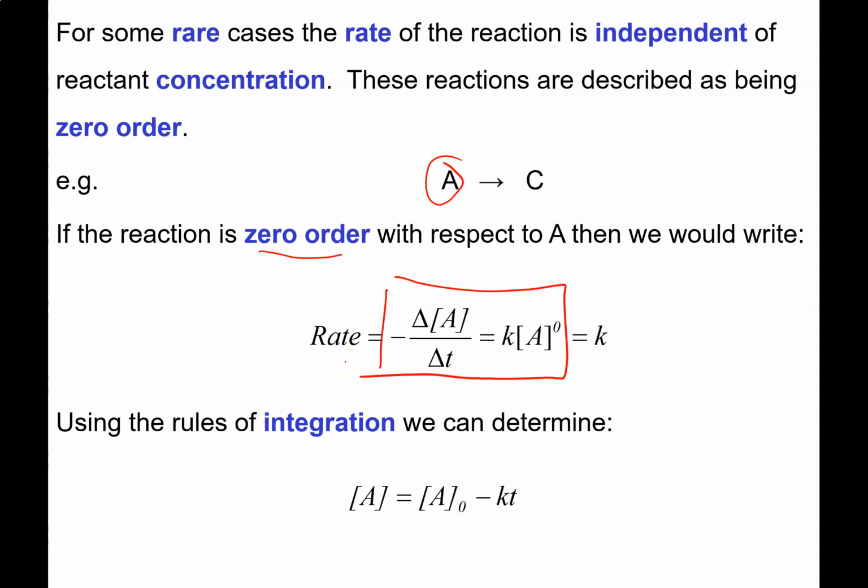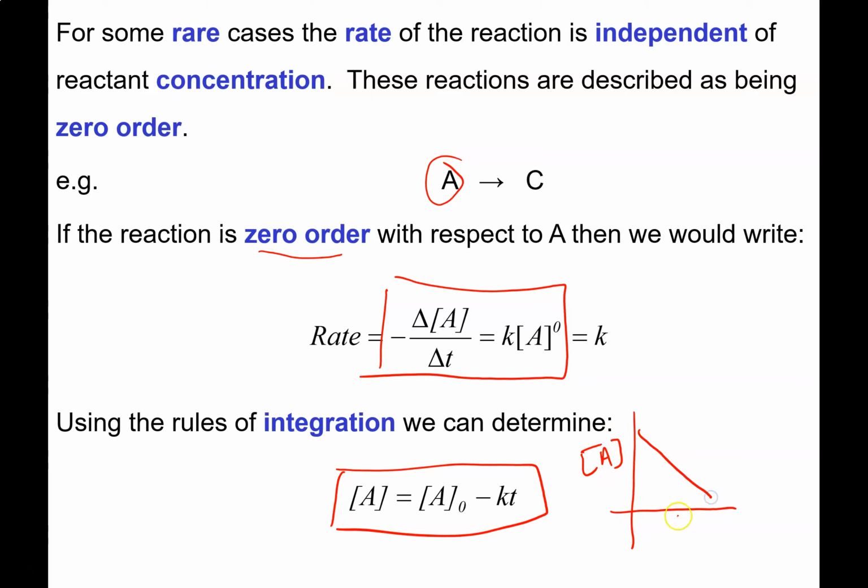So I can take those two terms in the middle that describe the rate of the reaction and apply the rules of integration to them, integrate both sides, and I come up with the integrated rate law for a zero order process. What this rate law shows me is if I plot the concentration of my reactant against time, it will have slope equals minus k, and intercept equal to my initial concentration, because this is of the form y equals ax plus b, and a in this case is equal to minus k.